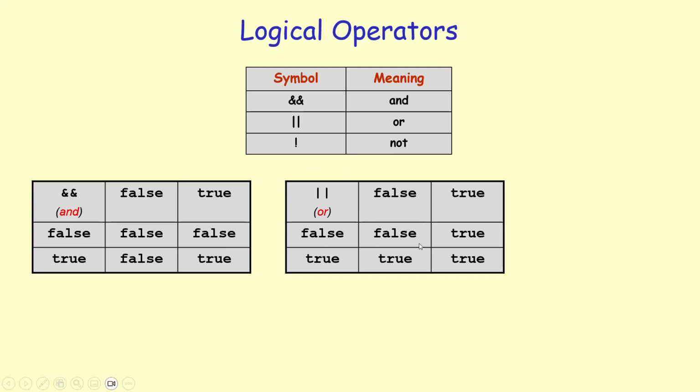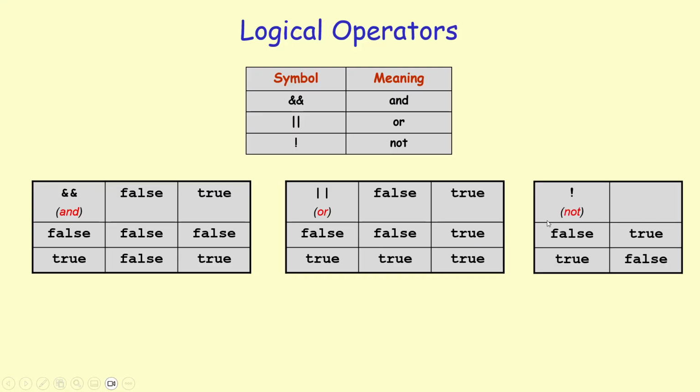So you can see it in here. Condition 1 is false, condition 2 is false, then the overall expression would be false. But if any of these expressions is true, like if condition 1 is true, then the result has to be true, or if condition 2 is true, then the result has to be true. And not is basically taking whatever the value of the condition is and negating it. So if the value of the condition is false, then by negating it, you get true. And if the value of the expression is true, and you negate it, you get false.